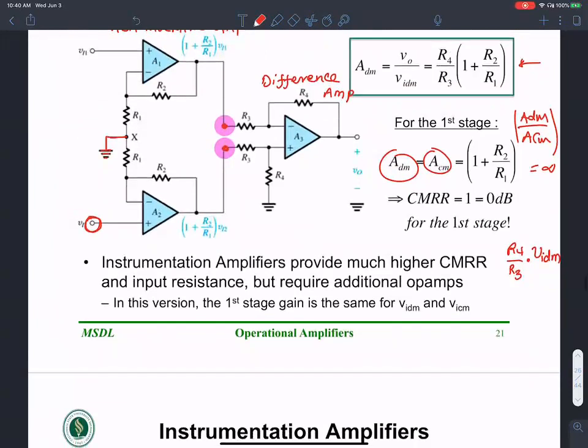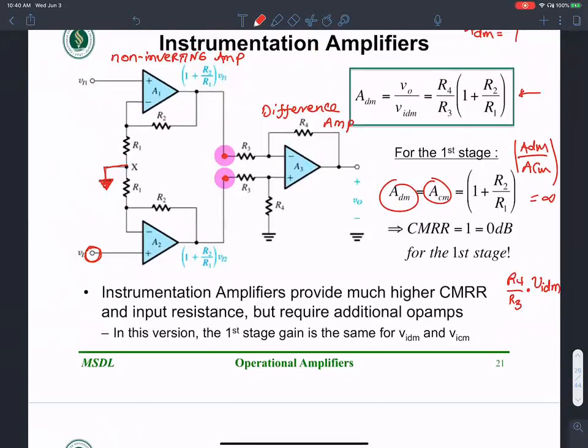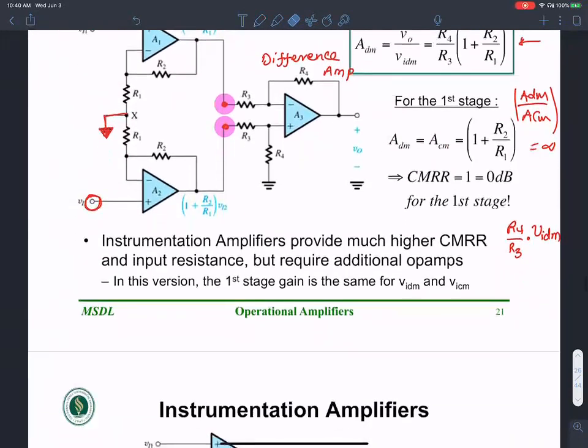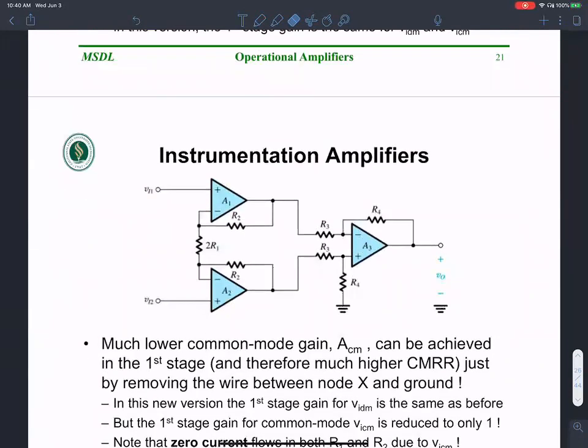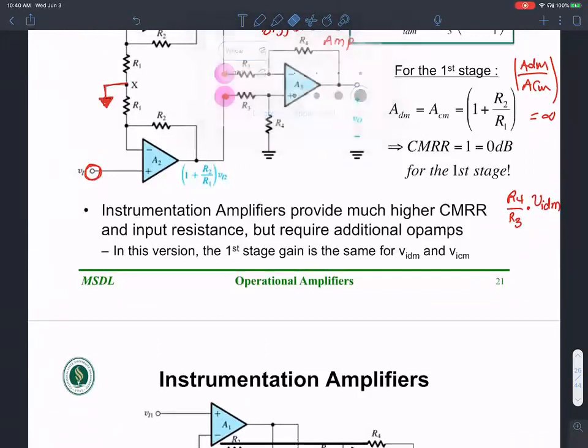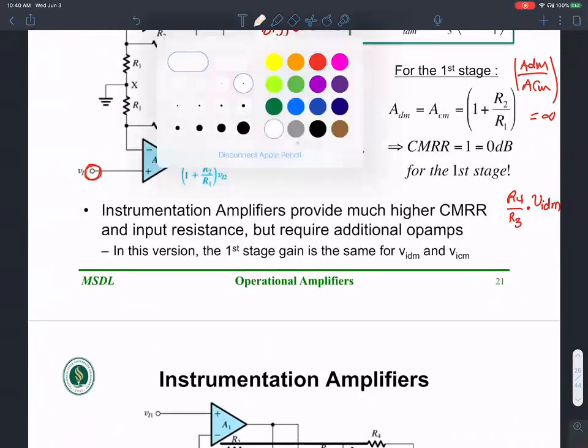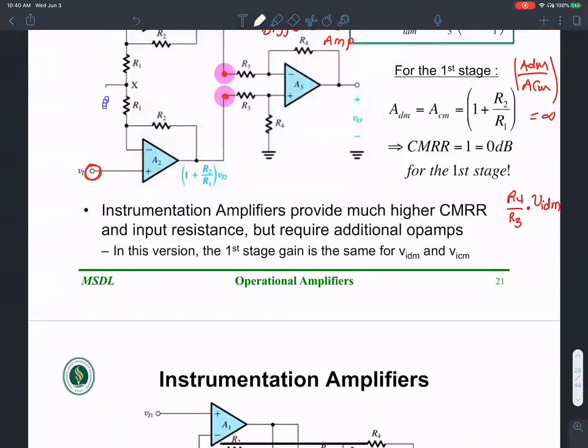So if I get rid of this ground here, this ground initially was there because I was simply adding two of those non-inverting stages to the two inputs. But let's see the magic that I can get by getting rid of the ground over there. By getting rid of the ground, what I have is two resistances R1 and R2 in series, that I'm going to redraw.